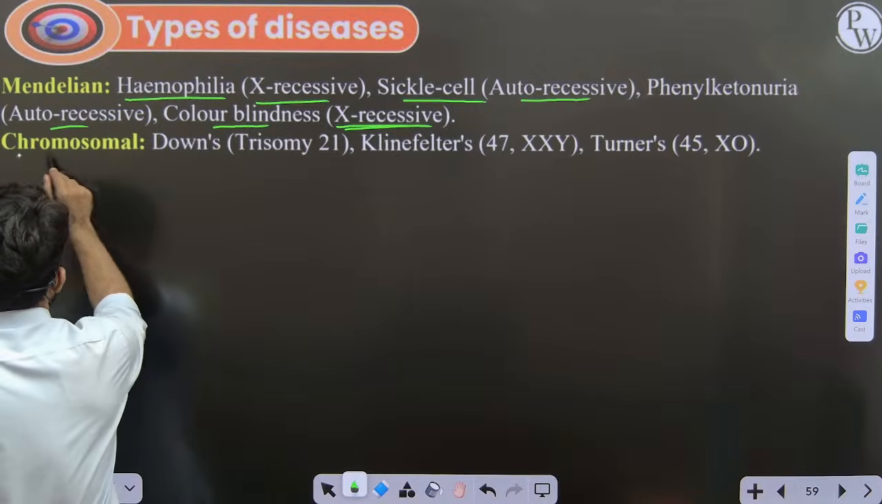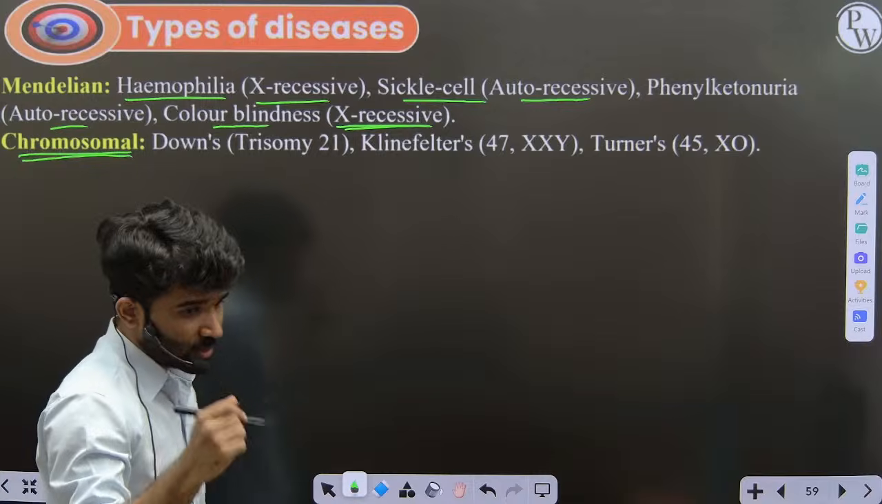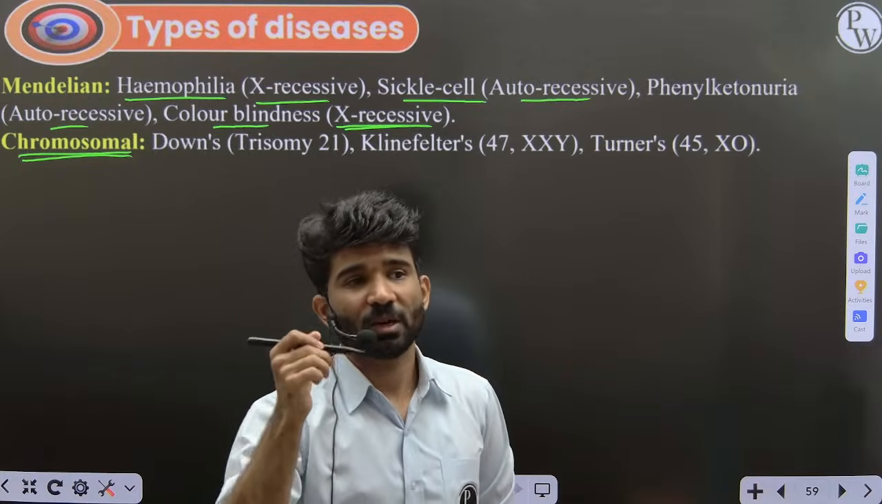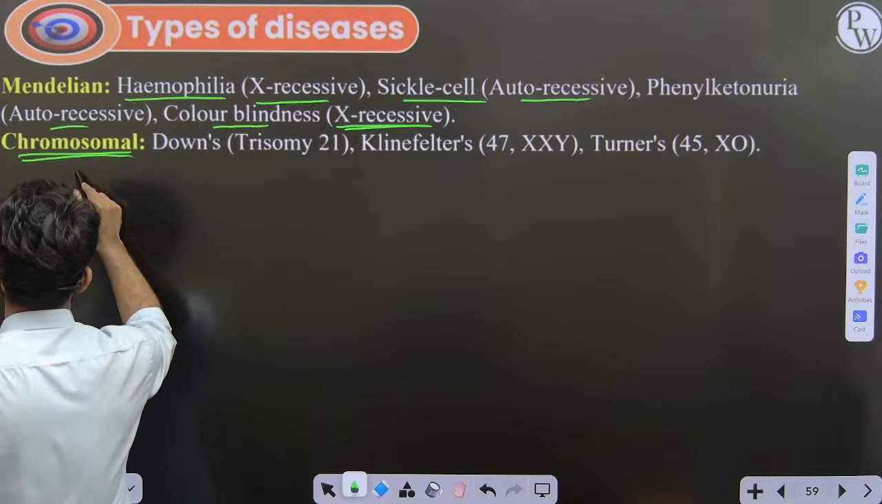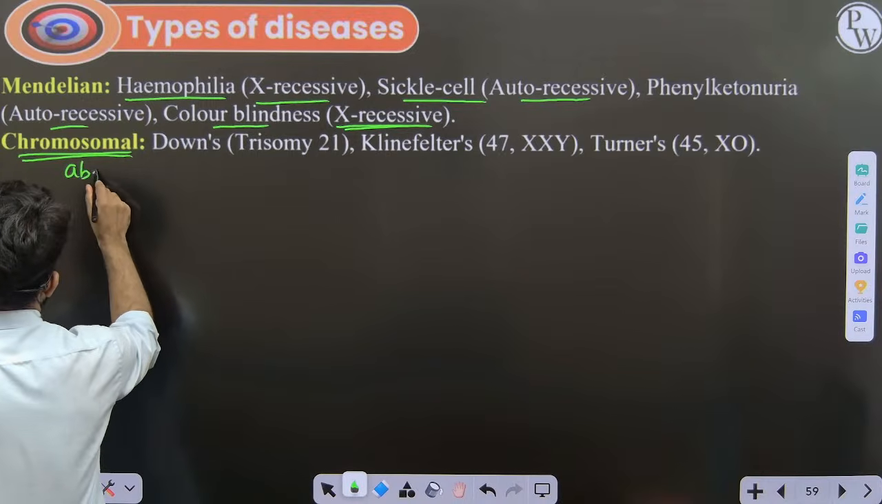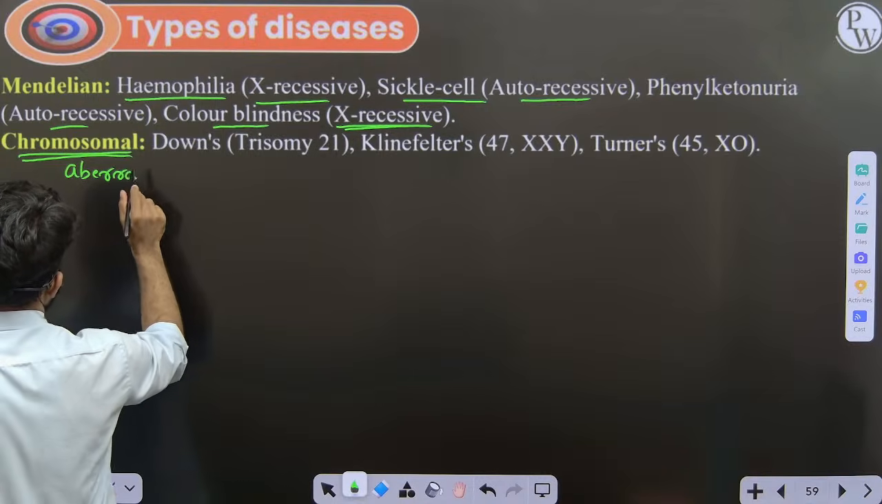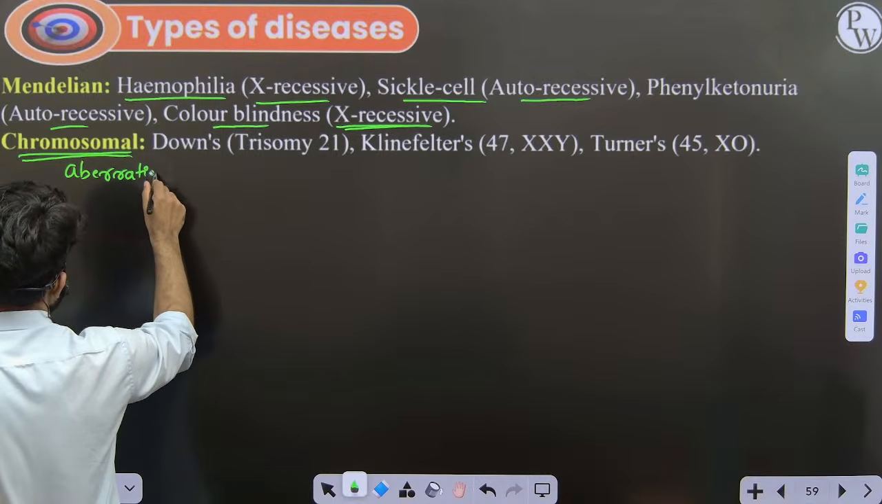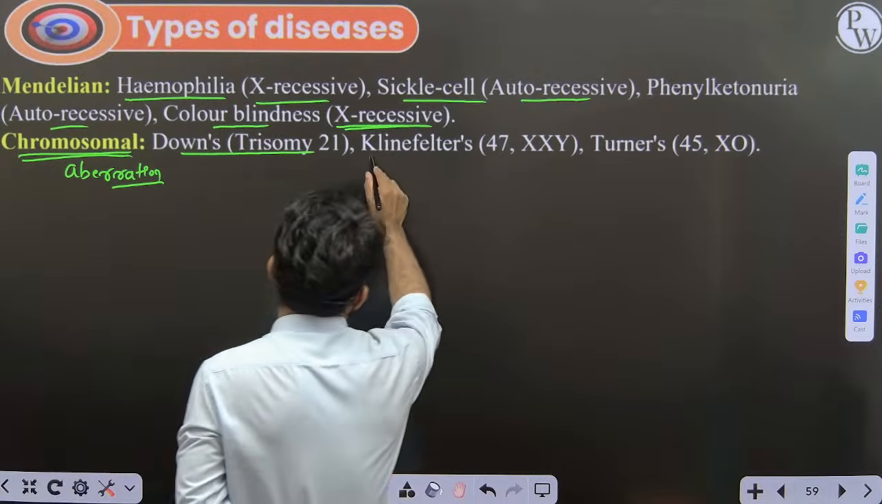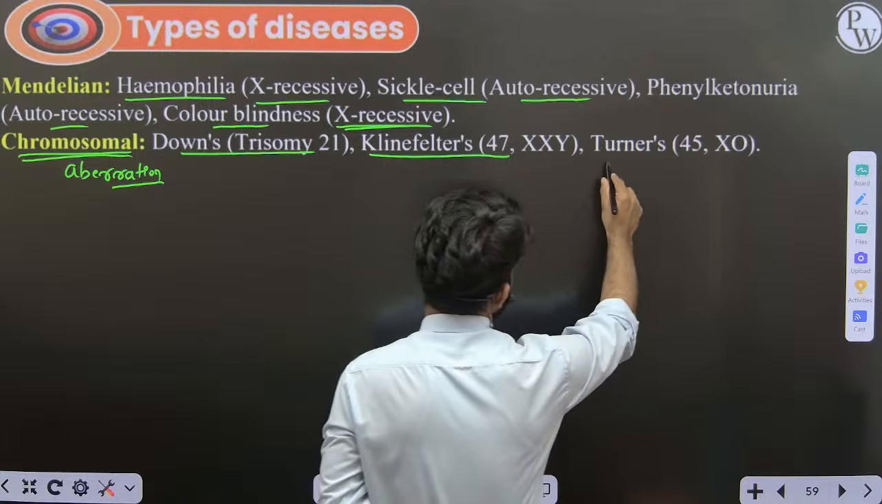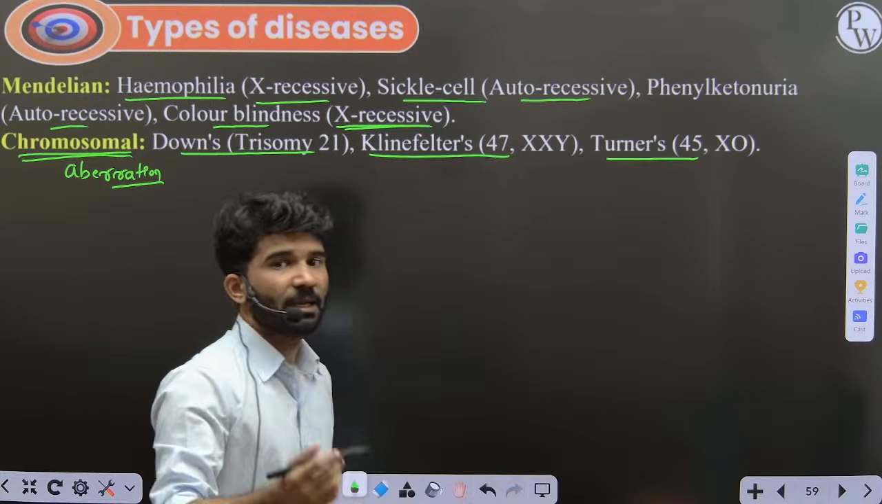Chromosomal disorders are caused due to an increase or decrease in the number of chromosomes, called chromosomal aberration. Examples are Down syndrome, Klinefelter syndrome, and Turner syndrome. We want to study them in detail.